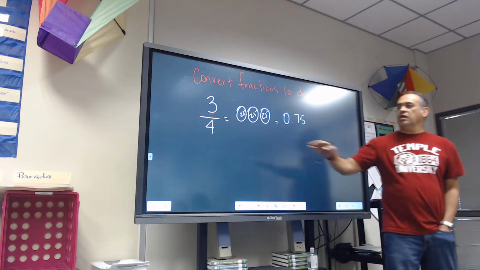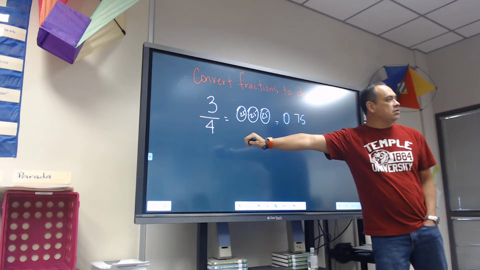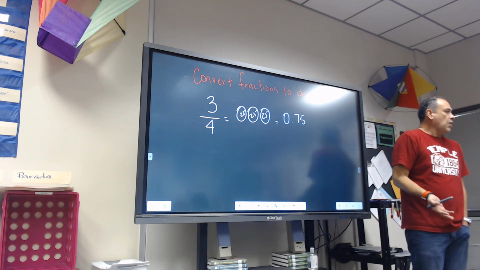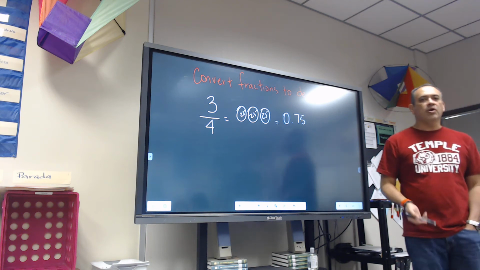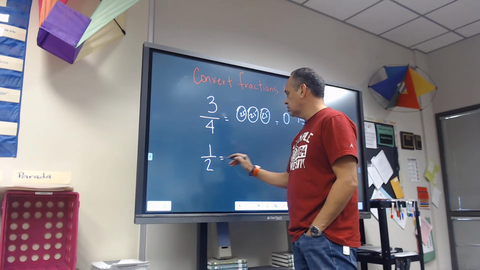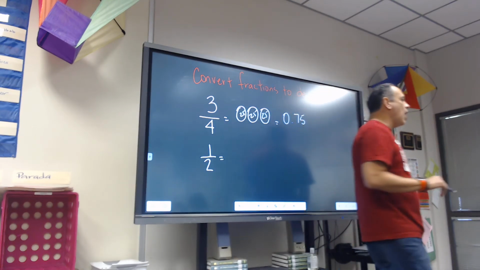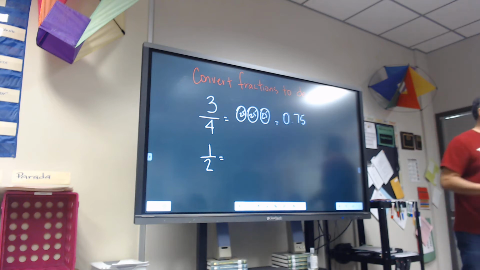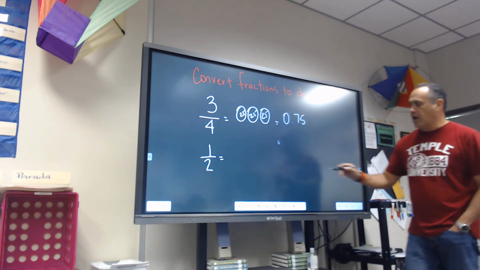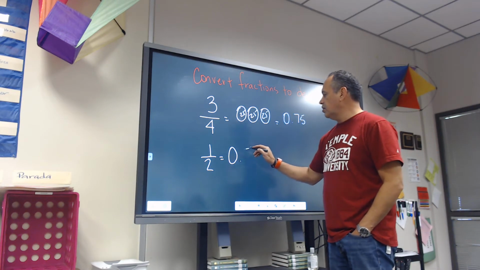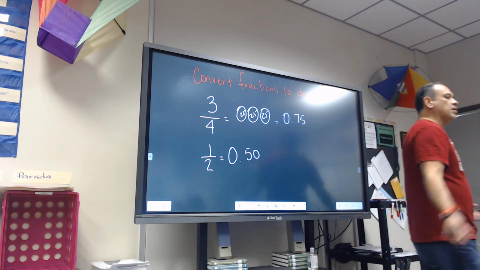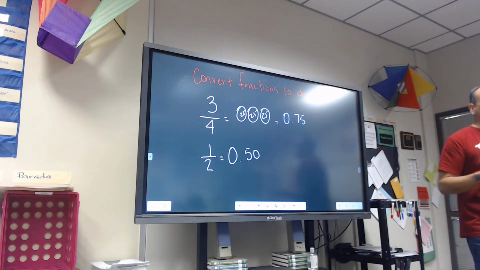So what did we do here? We turned this fraction into a decimal. So you already know that we can do it. You've done it before. What if I have half of a dollar? How would I write that as a decimal? 0.50, right? So we know these things.